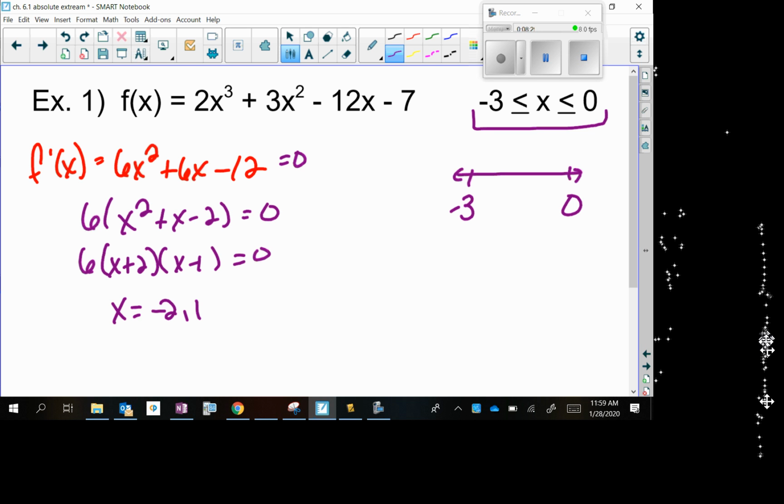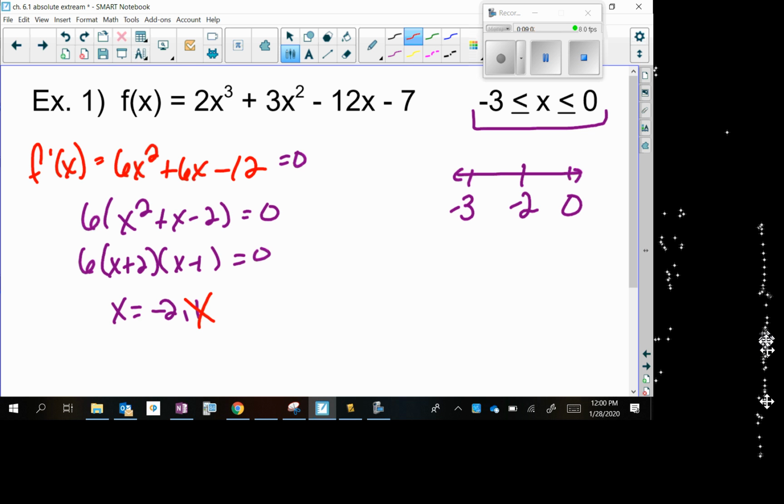So again, we're only interested in the absolute max and min in this interval, right? And we're saying they could occur at -2 or 1. Well, is -2 in this interval? Yeah. Is 1? No, so we don't care about 1, because again, if we were to graph this, we're only trying to find the absolute max and min from -3 to 0. So we add -2 to our number line, but we don't care about 1.